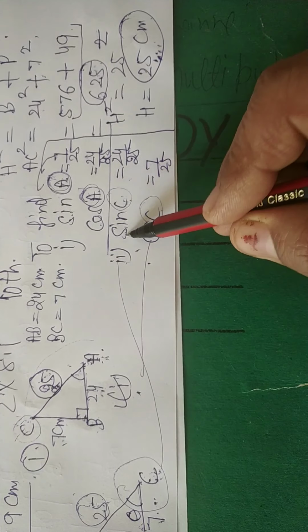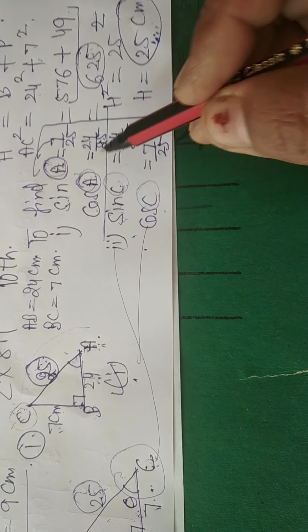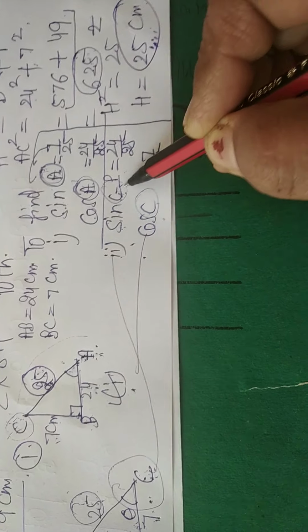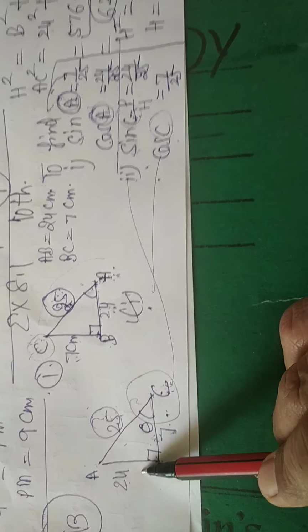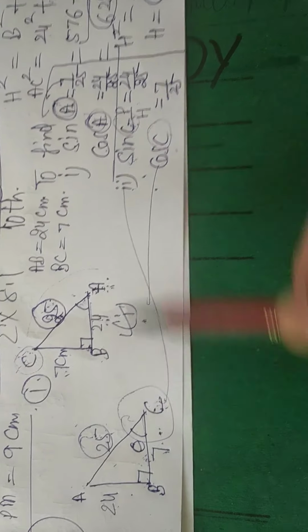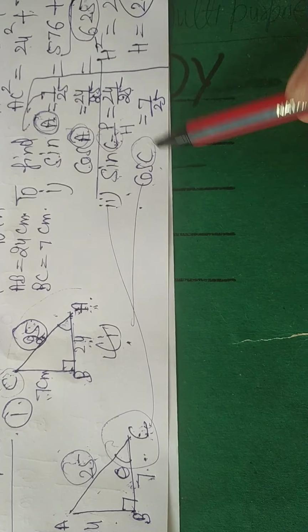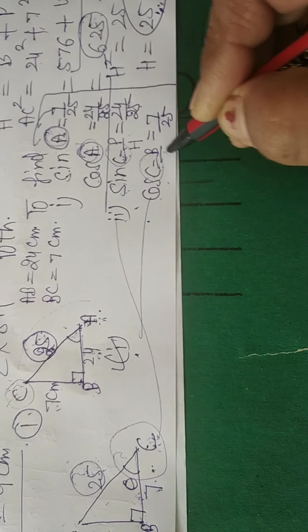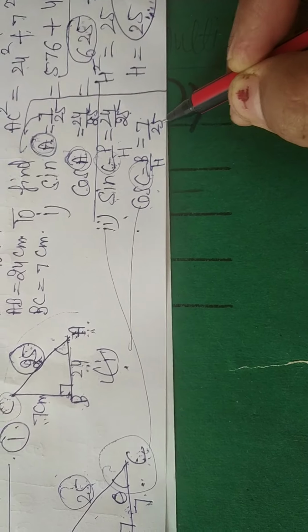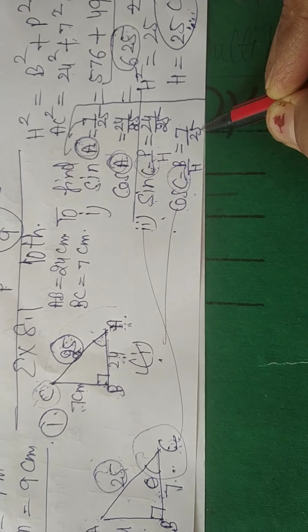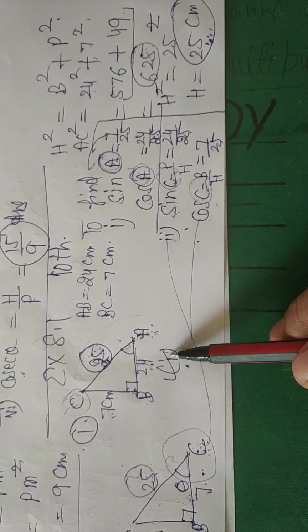Sine C is equal to P by H, perpendicular upon hypotenuse. Now in this figure with base C, because this is angle C, I will choose this figure. Perpendicular upon hypotenuse is 24 by 25. Cos C, base upon hypotenuse, base is 7, hypotenuse is 25. So that is our question 1.